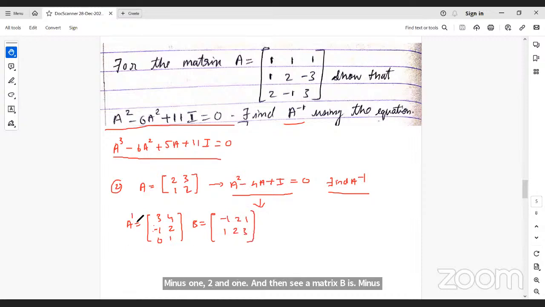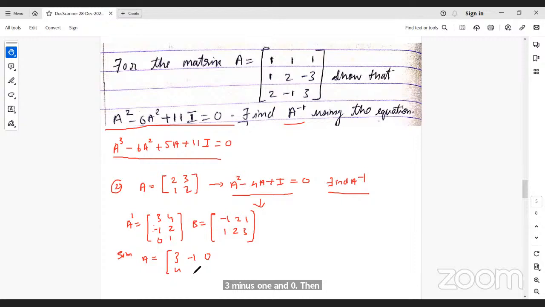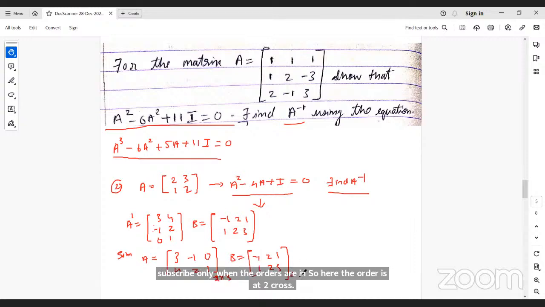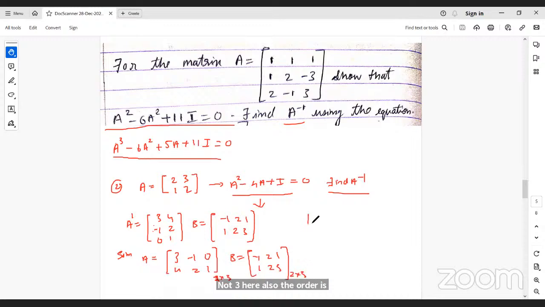This A dash is given. So in the solution, first you have to write A. So A will be equal to what? 3, minus 1, and 0. Then 4, 2, and 1. And matrix B is also given. So matrix B is minus 1, 2, and 1, then 1, 2, and 3. Now you can add or subtract only when the orders are the same. Here the order is 2 cross 3, and here also the order is 2 cross 3. So first you have to add A plus B.